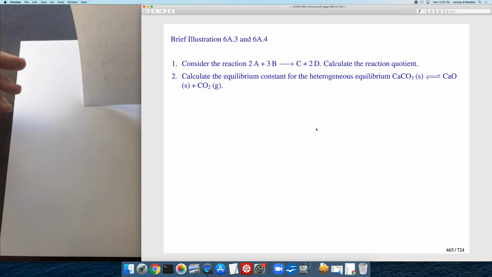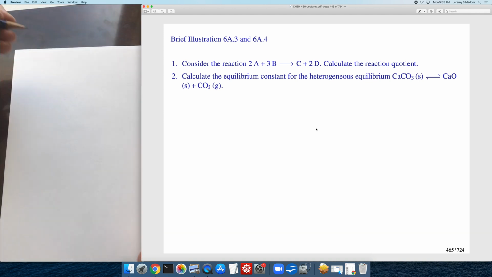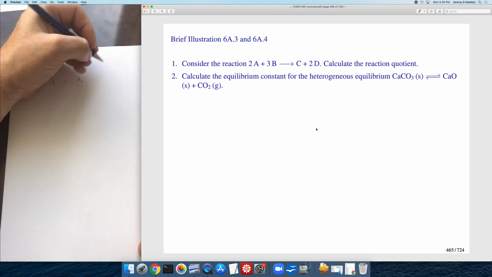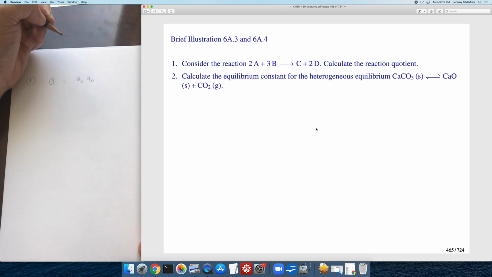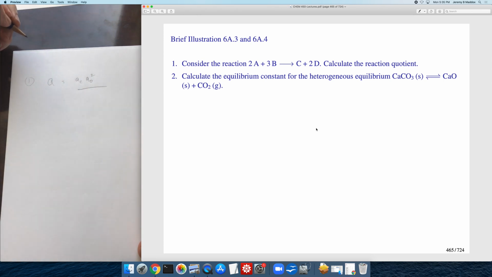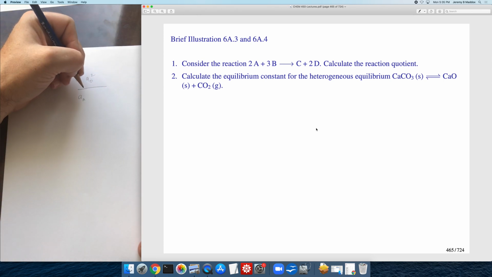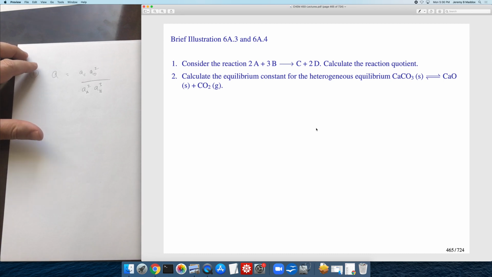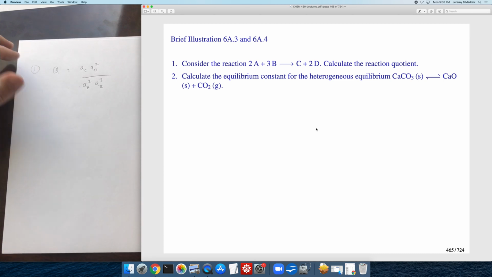Here, this one is also fairly straightforward. In fact, I've already kind of worked one that was like this. For part 1 here, Q is going to be the activity of species C to the first power, the activity of species D to the second power, divided by activity of A to the second power, activity of B to the third power. Then they want us to calculate the equilibrium constant for this heterogeneous reaction, part 2.